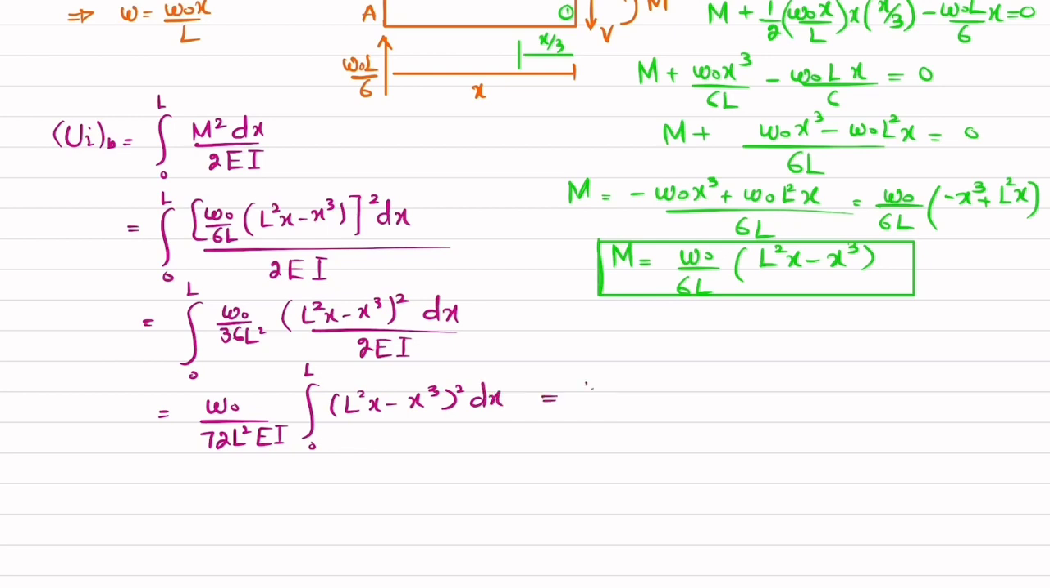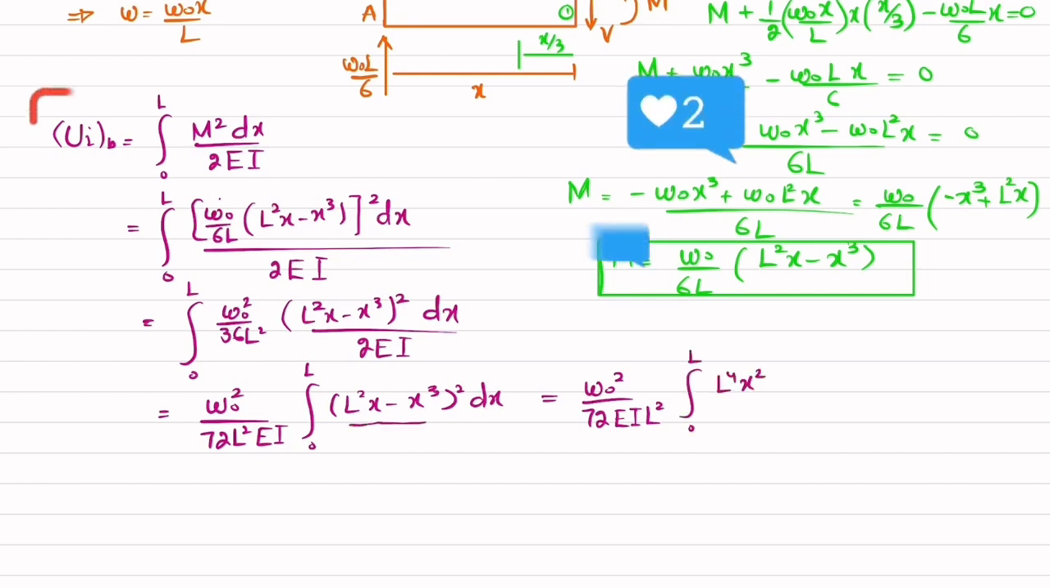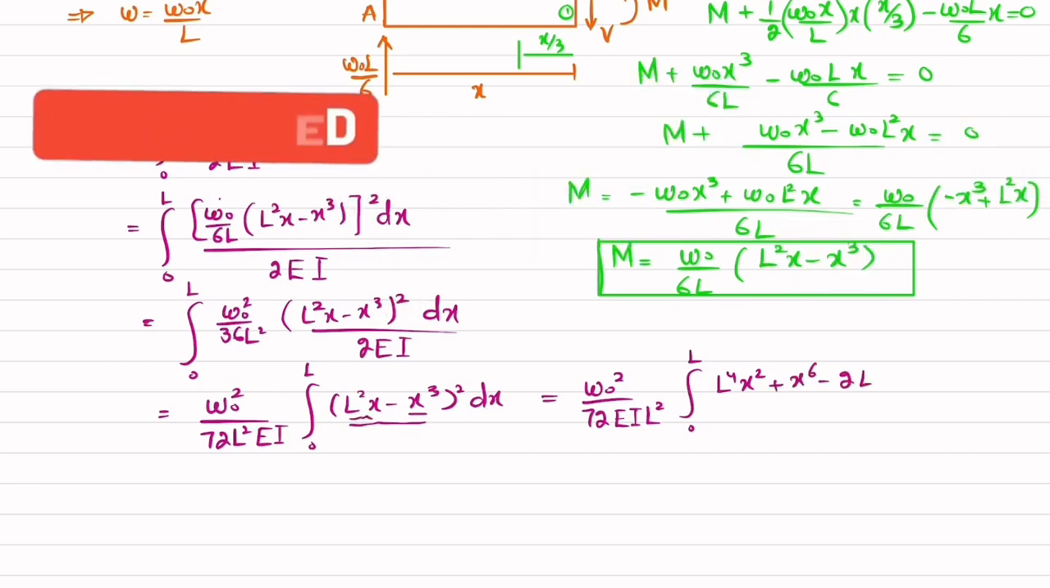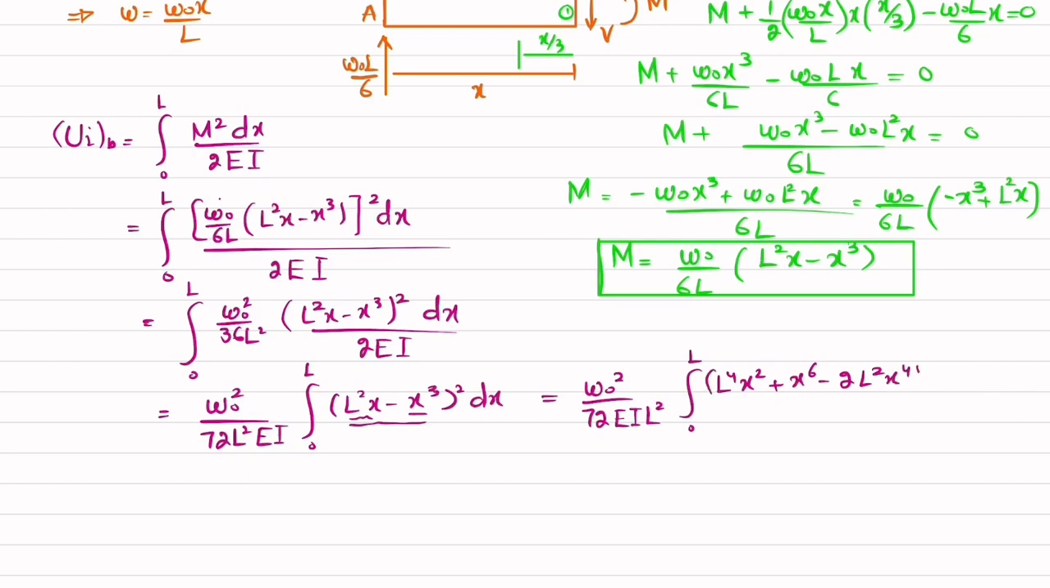Okay. Now further simplified. This will be W0 square, because you are taking the square. So W0 square over 72 EI L square, integral from 0 to L. Now the square of this will be equal to L4 X square plus X6 minus 2 times this term into this term. So that will give you 2 L square X power 4 dx.